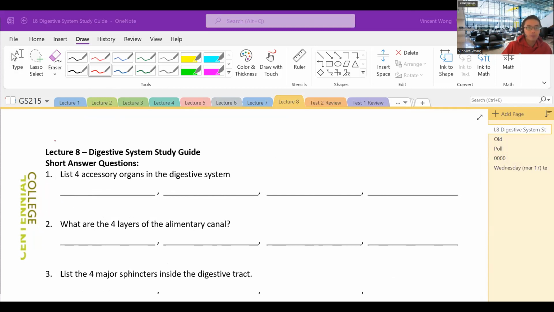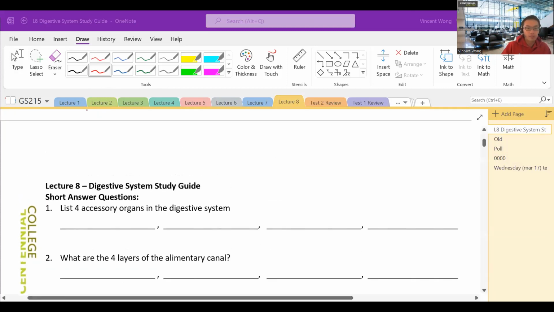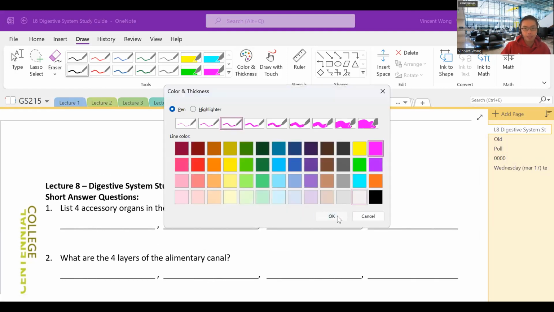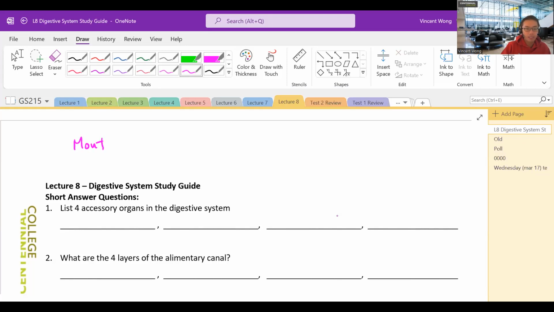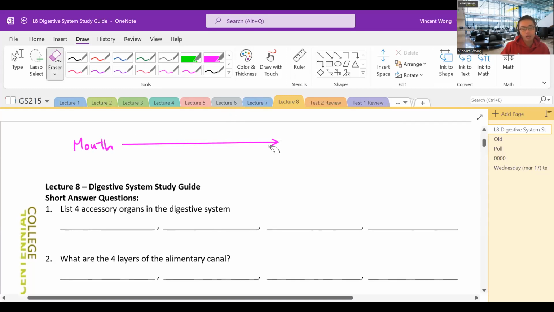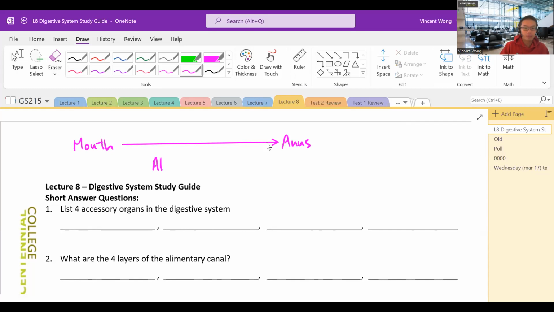First question, list 4 accessory organs in the digestive system. So just to recap, the GI tract starts at the mouth, right? And then it's going to go through all these parts in between. We're going to have the esophagus, stomach, and so on and so forth. And it's going to come out on the other end, the anus. Right? This whole tube is a continuous tube, and we call this the alimentary canal, or GI tract.